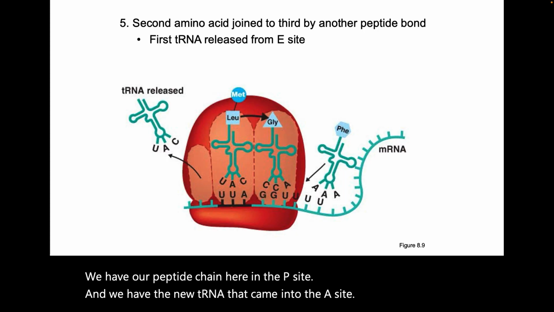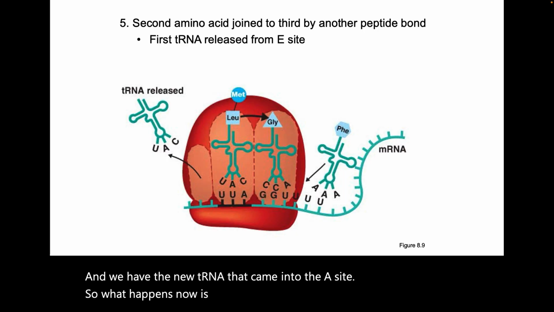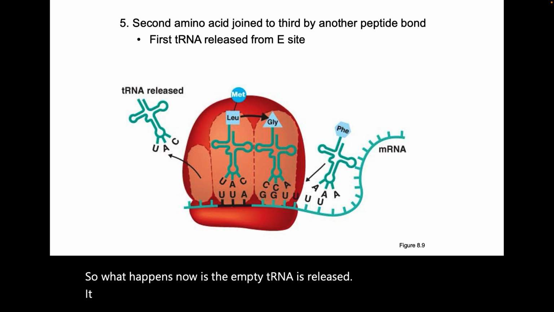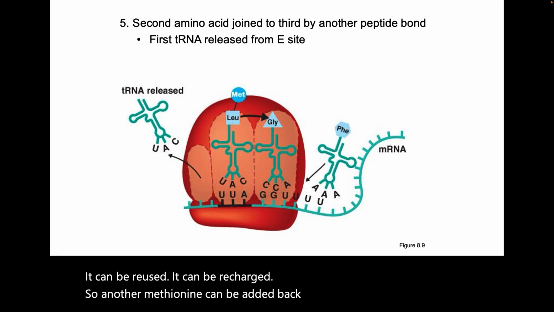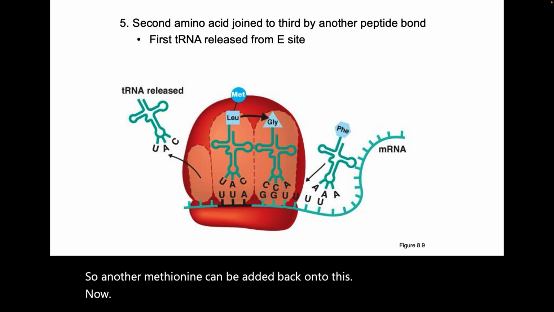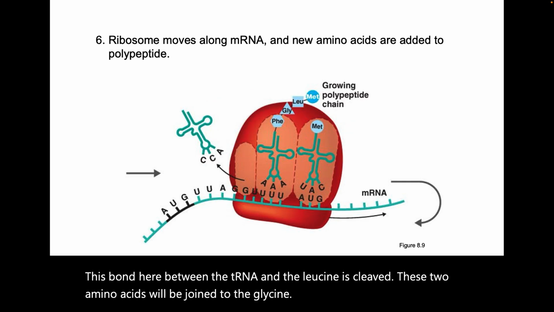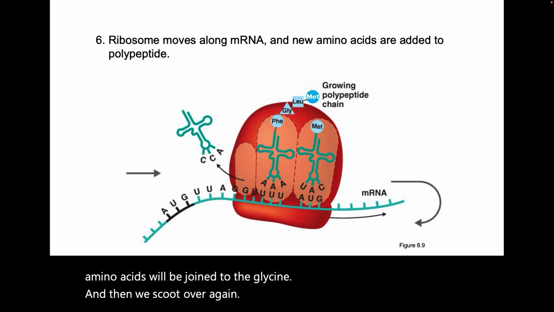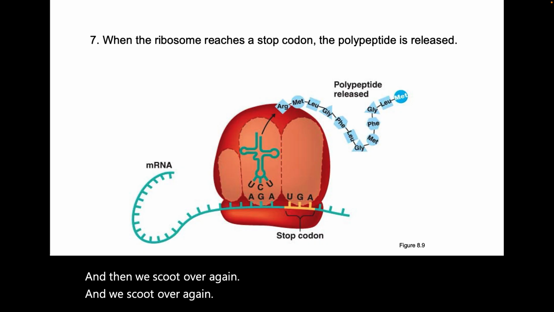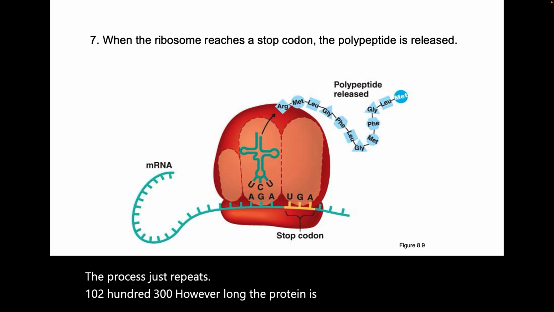So what happens now is the empty tRNA is released. It can be reused, it can be recharged, so another methionine can be added back onto it. Now, this bond here between the tRNA and the leucine is cleaved. These two amino acids will be joined to the glycine. And then we scoot over again. And we scoot over again. Right? We just keep scooting over. The process just repeats. 100, 200, 300, however long the protein is, it repeats that many times.